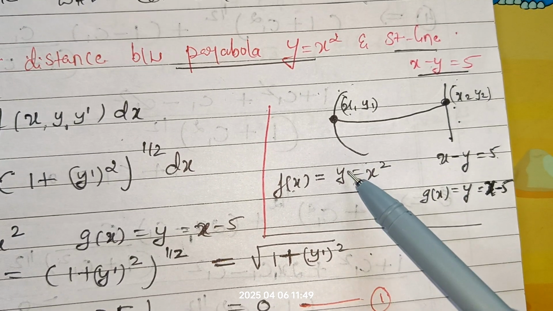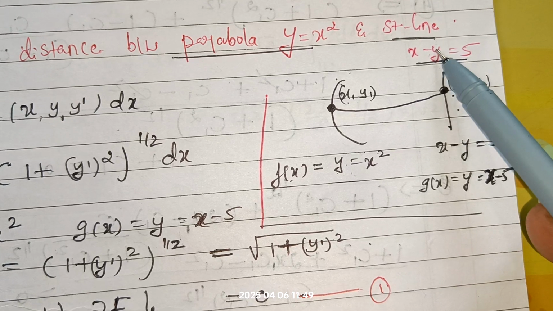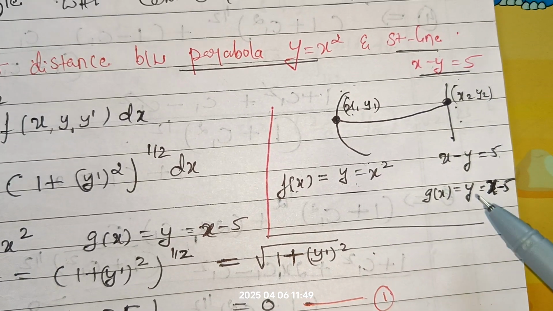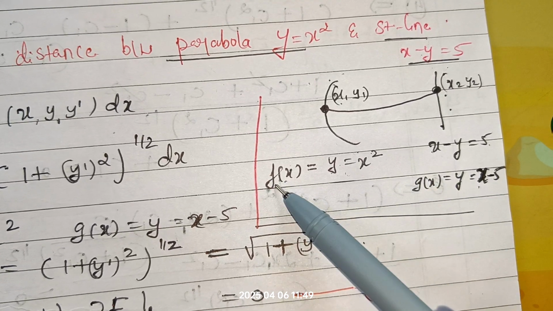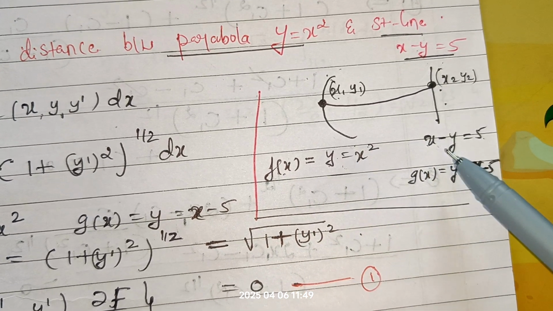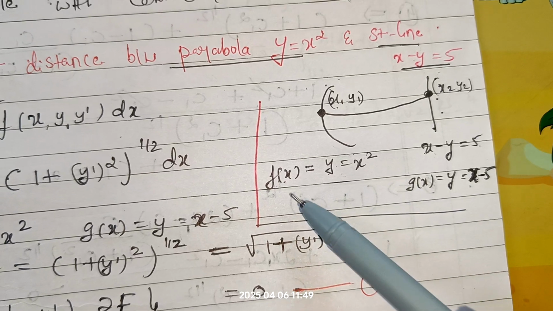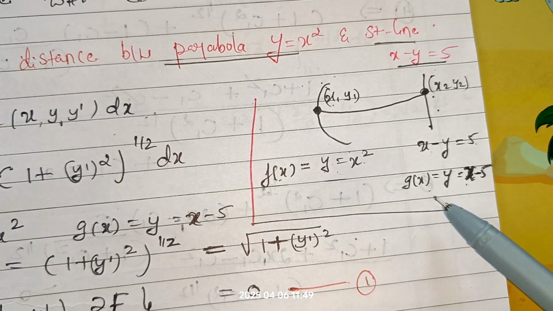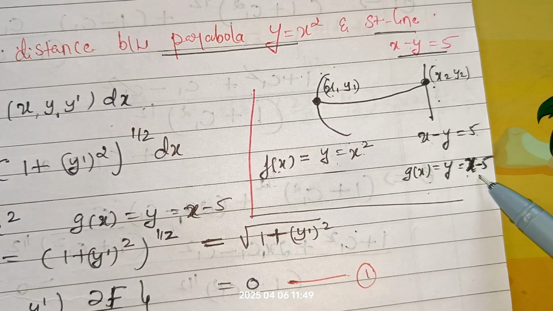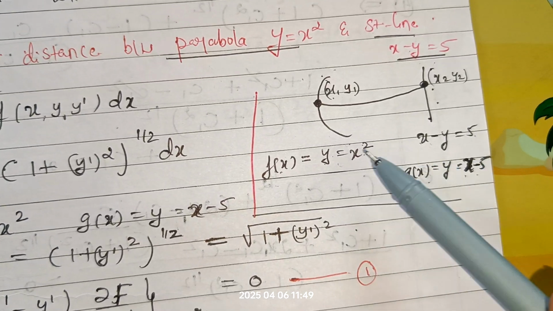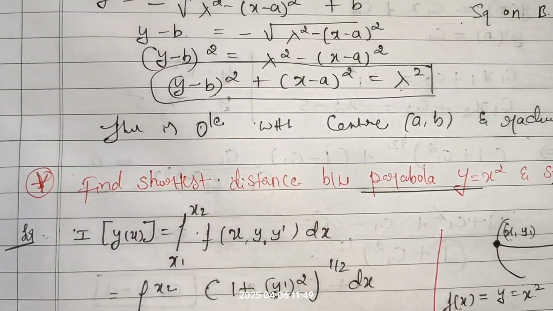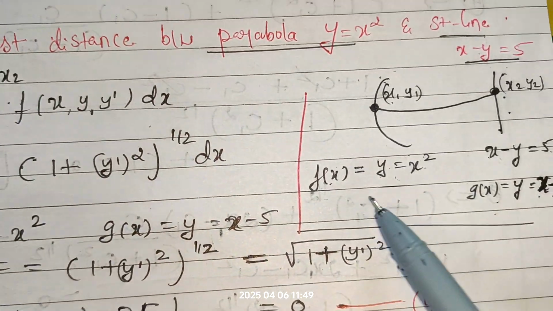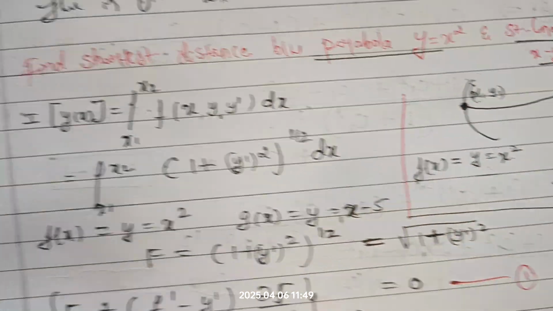We have written y = x², so we should also write the line in terms of y. So y = x − 5 we have written. This function we'll call f(x), and this function we'll call g(x). So f(x) = x² and g(x) = x − 5, written in terms of x. Look at the LHS, both are y. Look at the RHS, both are x.